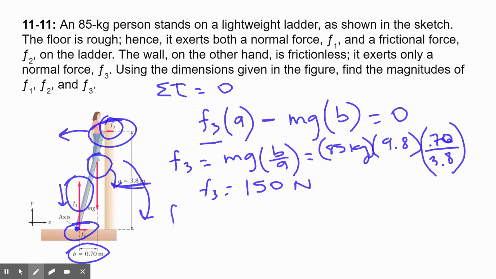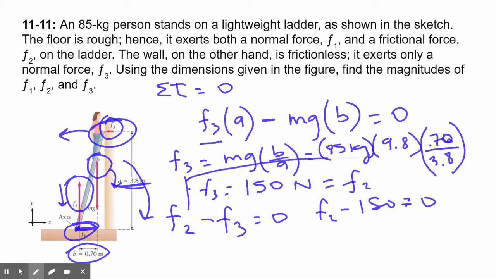So, how do we know that? Well, this ladder is not moving right now. So F2 minus F3 equals 0. We already have F3, so this one's going to be really easy to solve. F2 minus 150 equals 0. That means that F2 also equals 150. Okay, so we now know that F3 is 150, and that also equals F2.